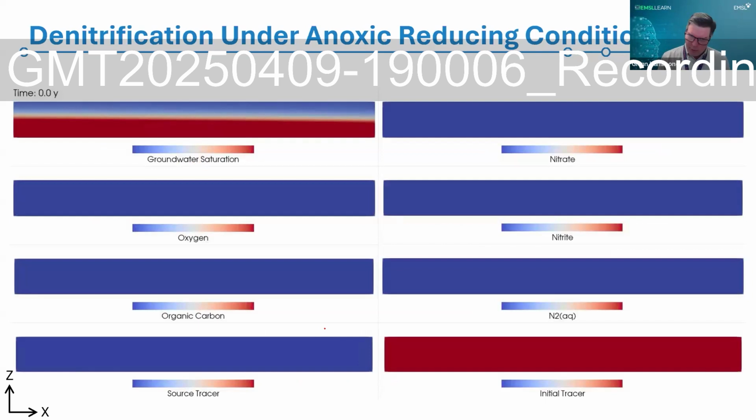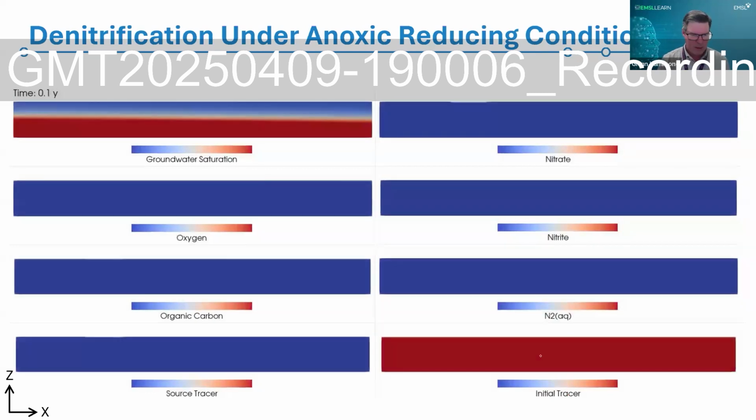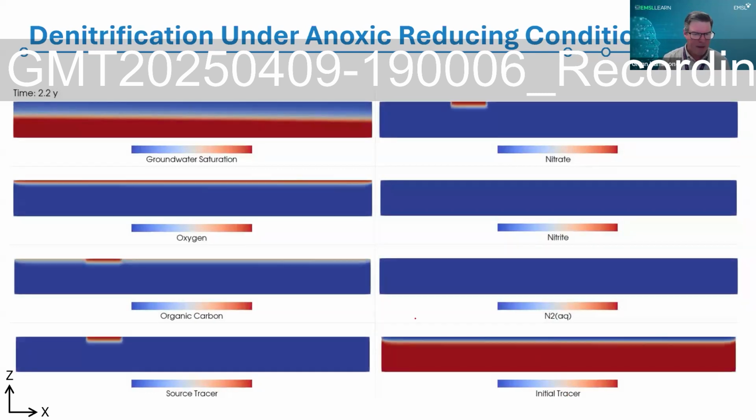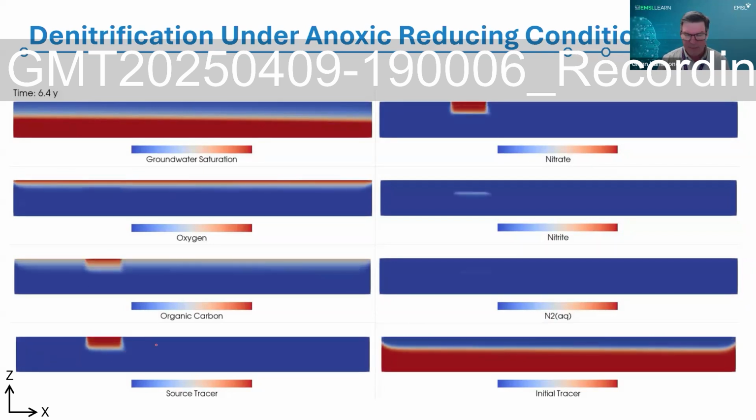And so, all right, there's a lot going on here. We have this is just our groundwater saturation here. You'll see our oxygen concentration here, our organic concentration. We have a source tracer that's going to come in through the source zone. And then we have our nitrate, nitrite, and the N2, and then our initial tracer, and this is going to wash out in the vadose zone. Let's watch that over time. You can see our organic carbon coming in with that tracer.